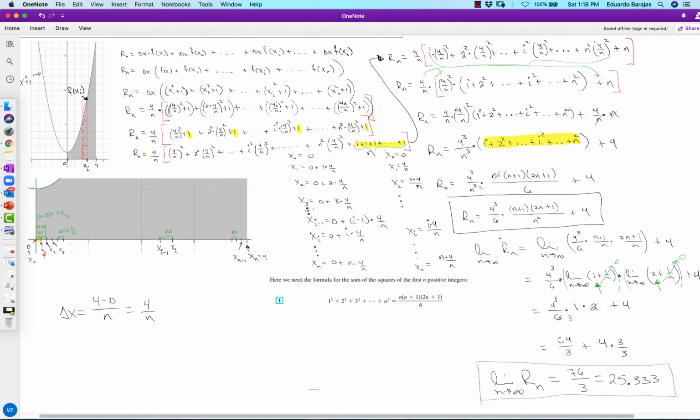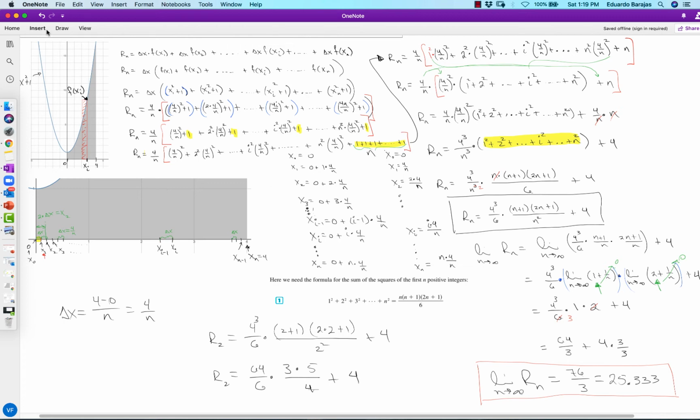Earlier, we figured out what it was when it was, say, 1 rectangle, 2 rectangles, 3 rectangles. Let's confirm we get the same answer. Let's see what happens when we plug in 2. So, for example, r sub 2, when there are 2 rectangles, that would be 4 to the third power divided by 6 times 2 plus 1 times 2 times 2 plus 1, all over 2 squared plus 4. Good. This is when n equals 2. So we get that r sub 2 equals 64 divided by 6 times 3 times 4 plus 1 is 5, 5 divided by 4 plus 4.